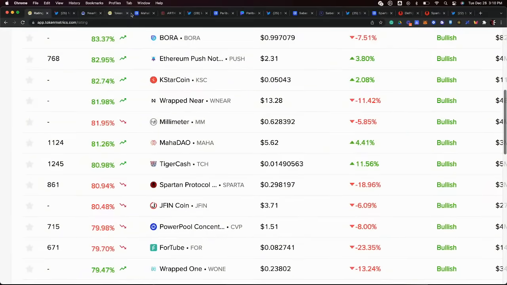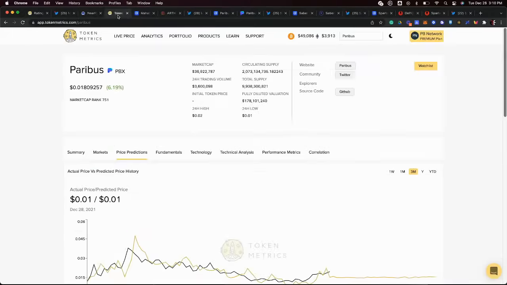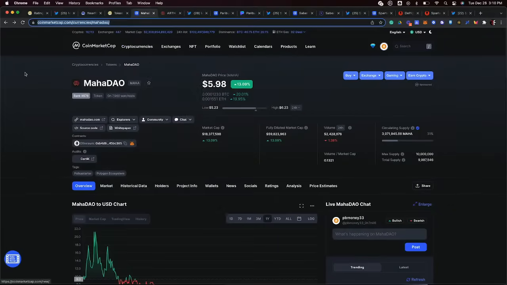The next one I want to jump to is a project called Maha Dao. And Maha Dao is, again, another one of these projects you probably wouldn't have found, because this one specifically is going to be a MetaMask acquisition, meaning you're going to have to utilize Ethereum in this particular case.